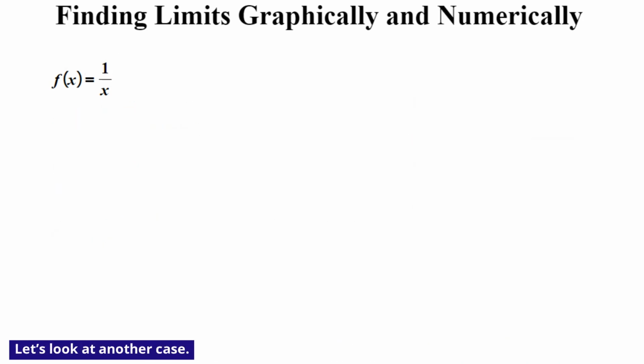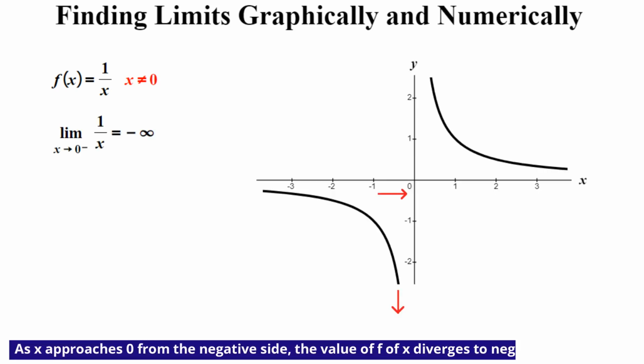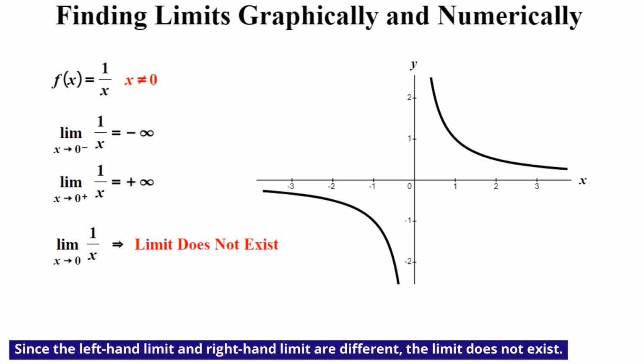Let's look at another case. When we plot the graph, we can see the following. As x approaches 0 from the negative side, the value of f of x diverges to negative infinity. As x approaches 0 from the positive side, the value of f of x diverges to positive infinity. Since the left-hand limit and right-hand limit are different, the limit does not exist.